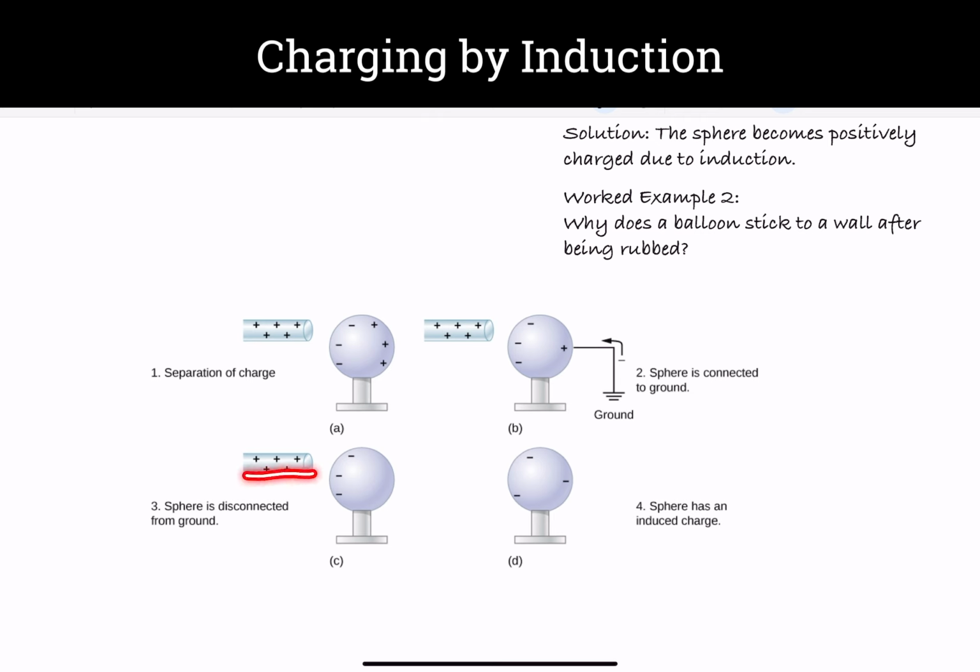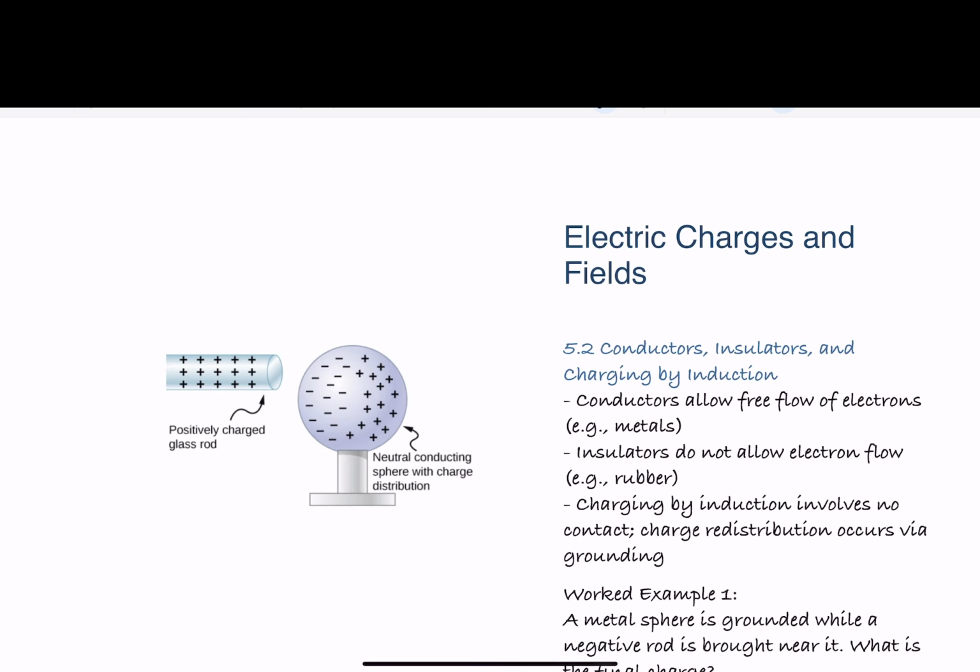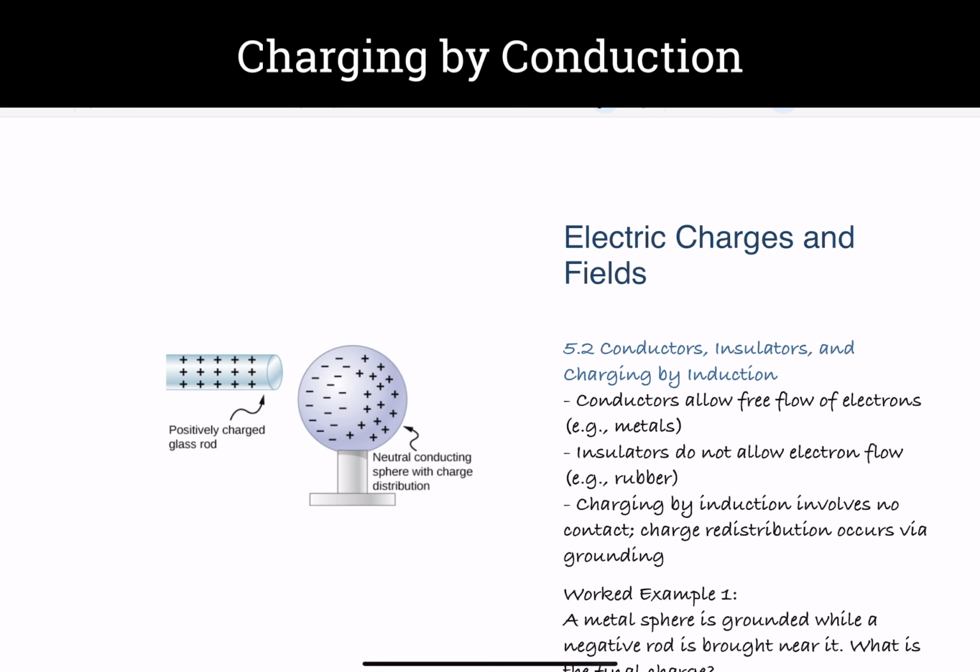Now, keeping the charged object there, you break the ground connection, and now the negative charge spreads out. So now you have a negatively charged object, starting with bringing a positively charged one close to it. So if you had brought a negatively charged object, you would have ended up with a positively charged object. Okay. Remember that in induction, you are not touching the objects, you're just bringing them close.